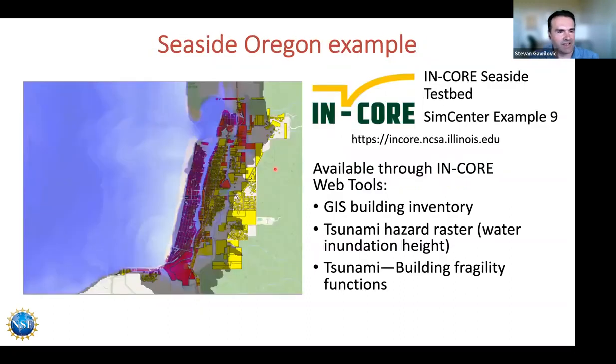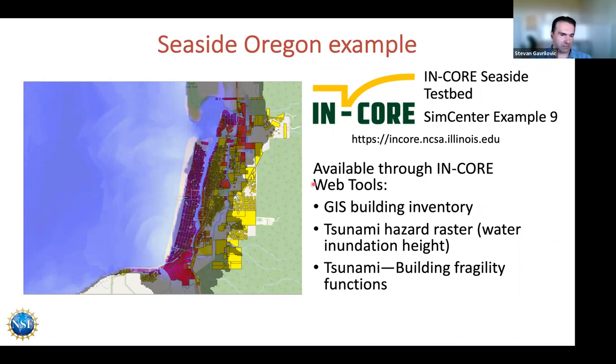And this Seaside, Oregon example. So this is example 9 at the SimCenter, or the Seaside testbed, which is from the Interdependent Network Community Resilience Modeling Environment, or INCORE, which is part of the NIST Center of Excellence. So the parts of this example that I took from INCORE are the GIS building inventory, the tsunami hazard raster, so you see it kind of shaded in blue here, and then the tsunami building fragility function.